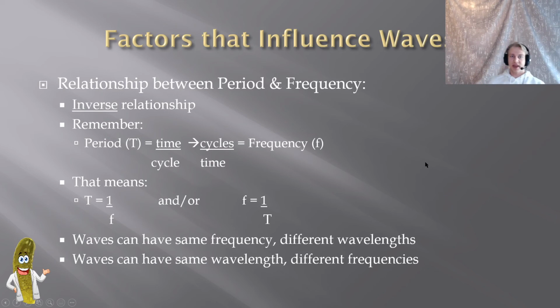Factors that influence waves. Again, frequency and period have an inverse relationship. This statement here is what I just drew on the last slide. So the period is equal to 1 over the frequency, and the frequency is equal to 1 over the period. Waves can have the same frequency but different wavelengths. Waves can have the same wavelength but different frequencies is kind of what that means.